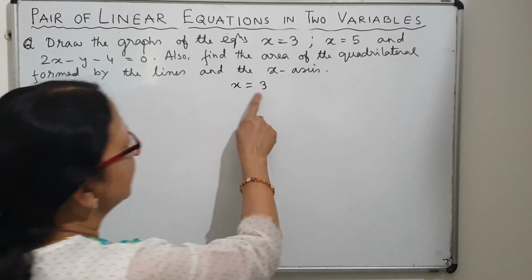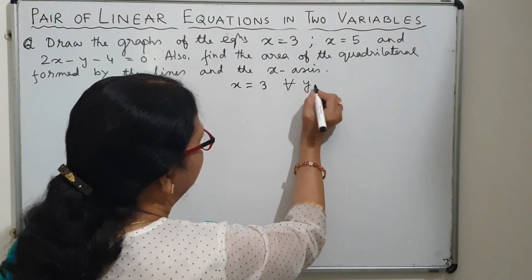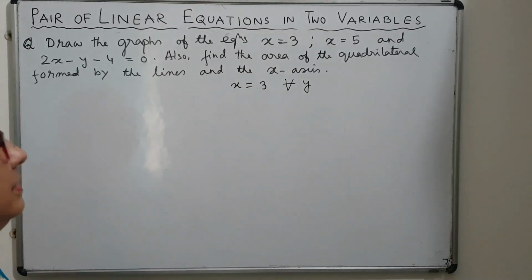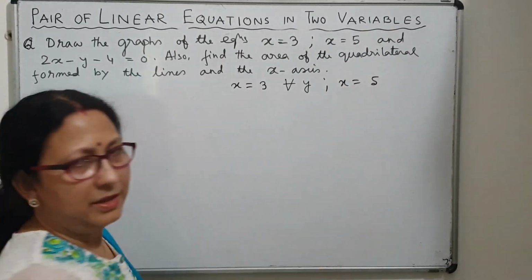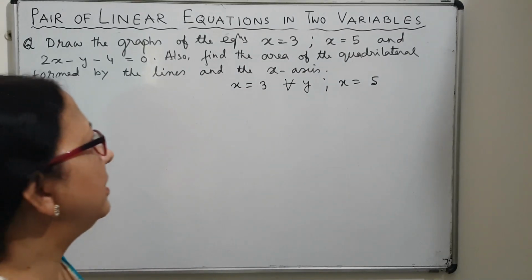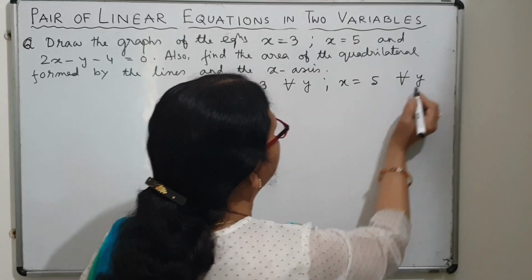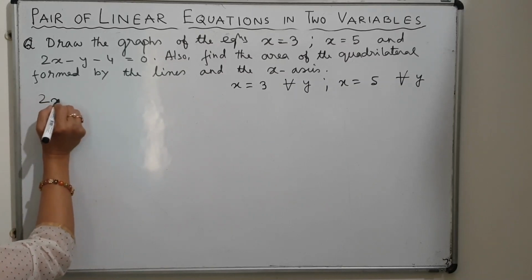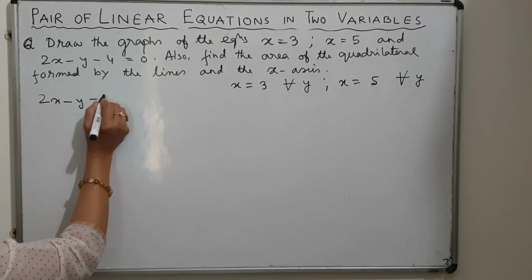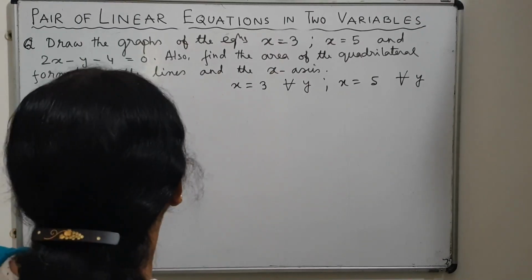And you know x is equal to 3 means x is 3 for all values of y, and x is equal to 5 also. This is also an equation in one variable, and that means x is 5 for all values of y. So only this one is the linear equation in two variables: 2x minus y minus 4 is equal to 0.